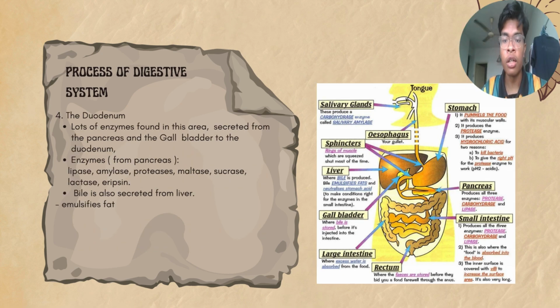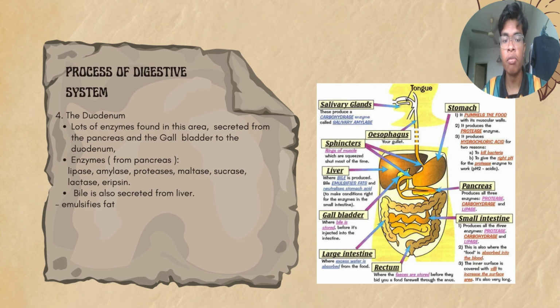Now, I would like to talk about the duodenum. Lots of enzymes found in this area are secreted from the pancreas, which are lipase, amylase, proteases, maltase, sucrase, lactase, and erepsin. Lipase is the breakdown of fats, amylase, the breakdown of carbohydrate, proteases, the breakdown of protein.